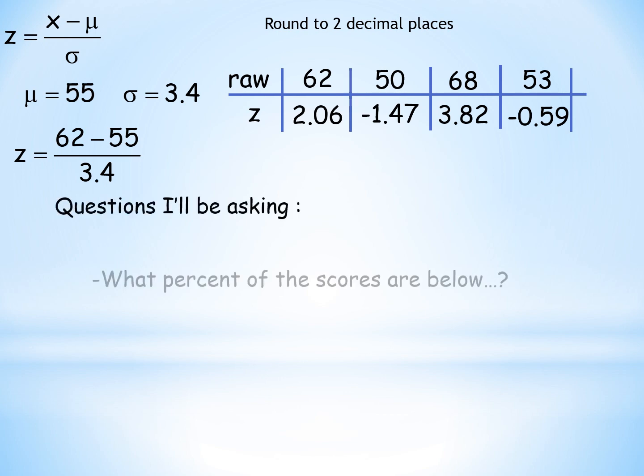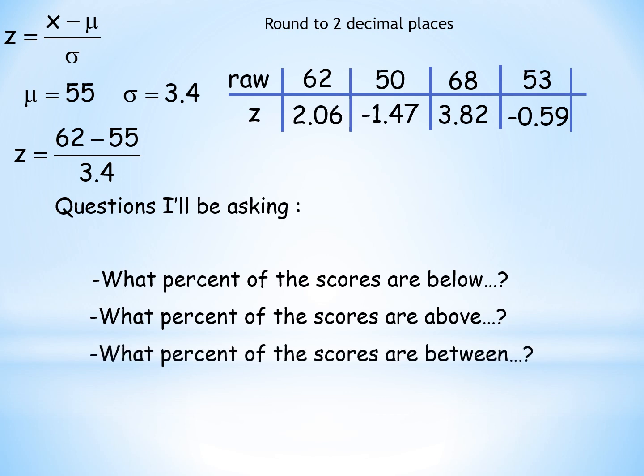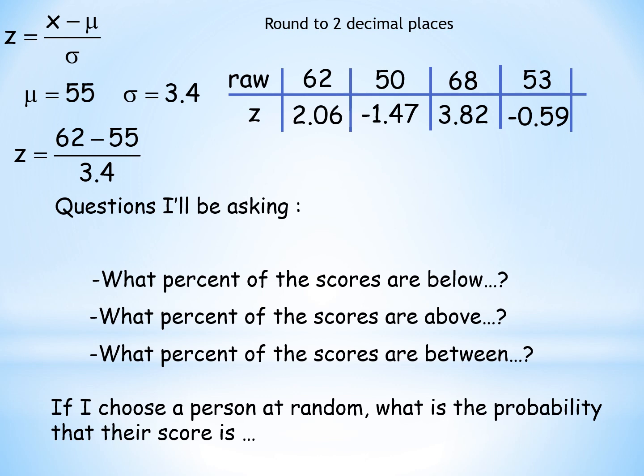The types of questions that I'll be asking will be, what percentage of the scores are below? That's asking you, what is the left side of the curve? What percentage of the scores are above? That's going to be asking you for the right side of the curve. What percentage of scores are between? Then you're going to find two scores, find the percentage, and subtract them. And if I chose a person at random, what is the probability that their score is whatever I ask? Remember, the percentages that you are finding in the body of your z-table are nothing more than probabilities.